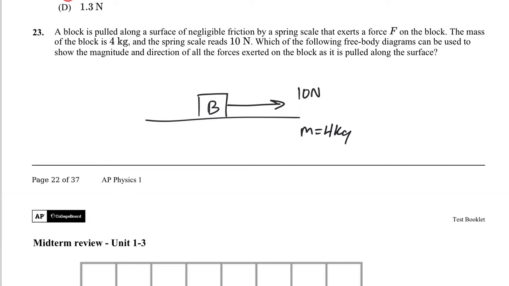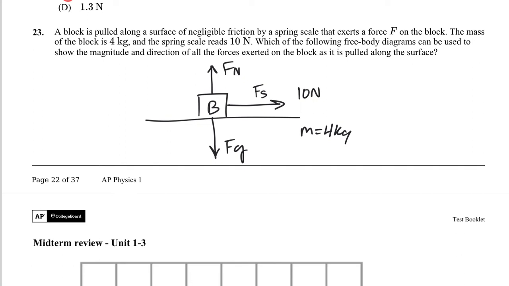If you look at your answer choices, not only do you have to know that we have the force of the spring scale, so force of the spring, and then we should also have force normal from the surface, and we should also have force of gravity because there's gravity. Not only do you need to know the accurate representation, but you need to know the magnitude of the force normal, spring force, and gravity.